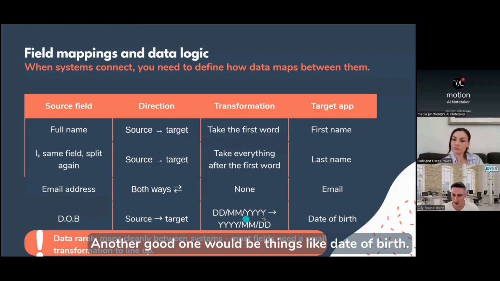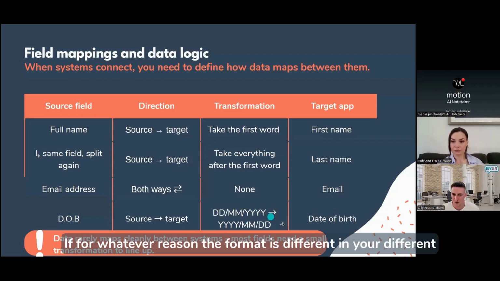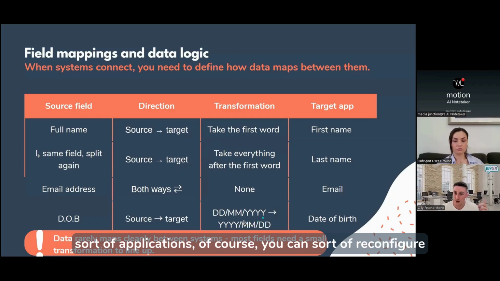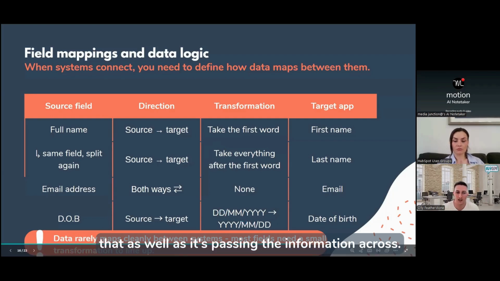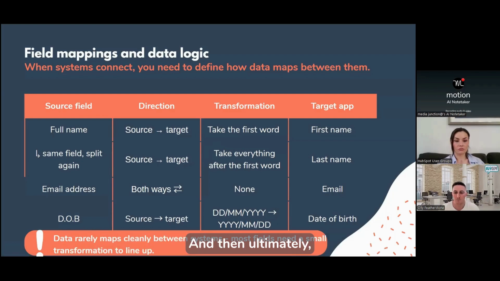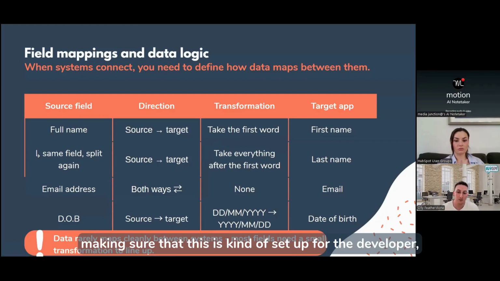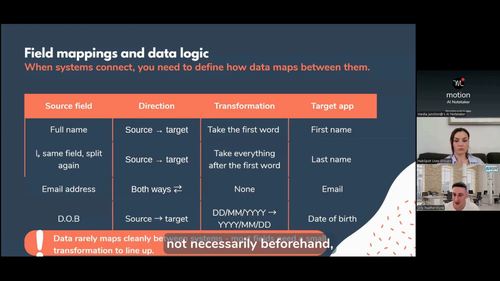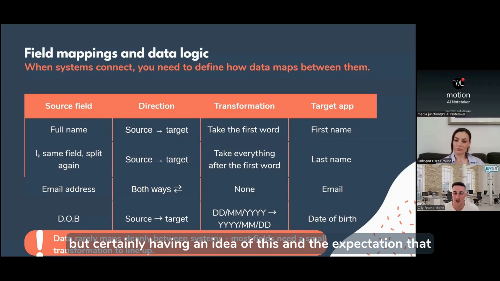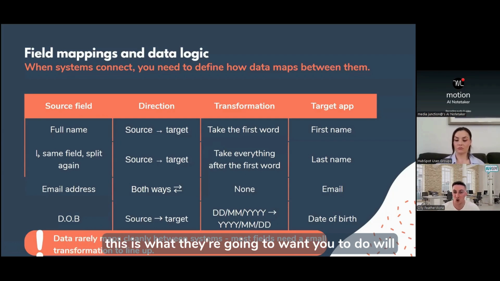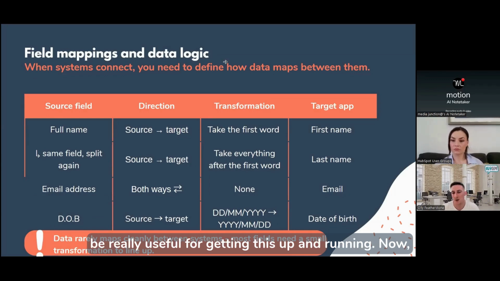Another good one would be things like date of birth. If for whatever reason the format is different in your different applications, of course you can reconfigure that as well as it's passing the information across. And then ultimately, making sure that this is set up for the developer, not necessarily beforehand, but certainly having an idea of this and the expectation that this is what they're going to want you to do will be really useful for getting this up and running.